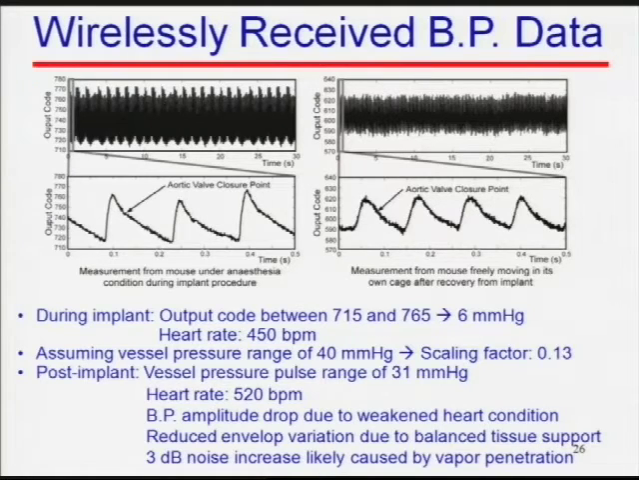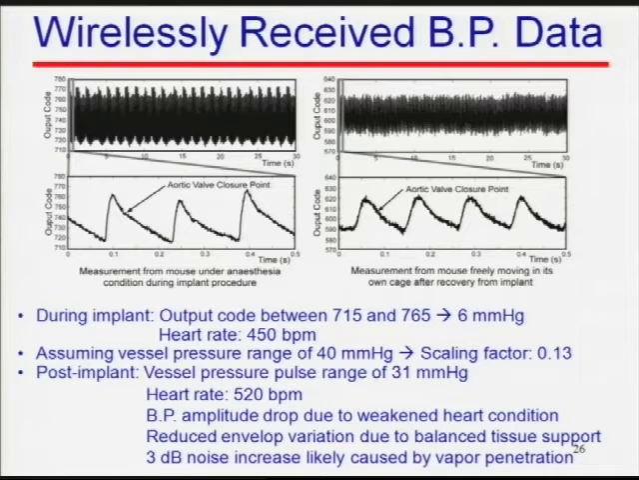So during the implant, the digital code varies from 715 to 760. That tells us that we get a 60 millimeter mercury high resolution. The heart rate is about 450. So assuming a vessel pressure variation range of about 40 millimeter mercury, because we have done a lot of those tests previously and know that this is about 40 millimeter mercury, it tells us that our scaling factor is pretty much close to what we wanted, 0.13, and we expected 0.1. Post-implant, the vessel pressure range is about 31 millimeter mercury.